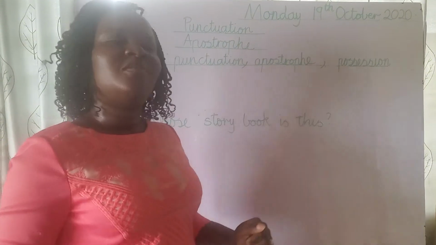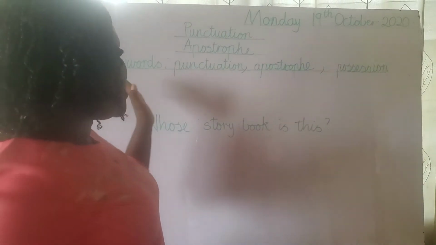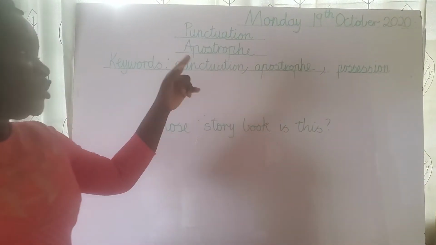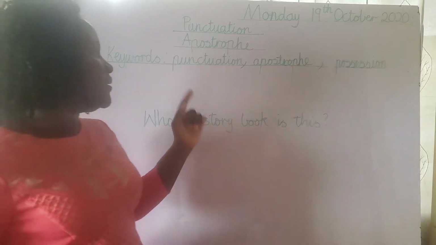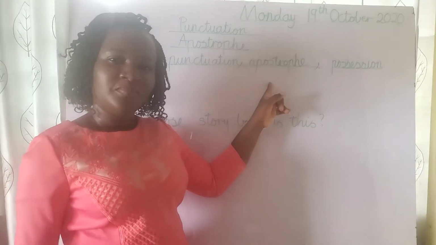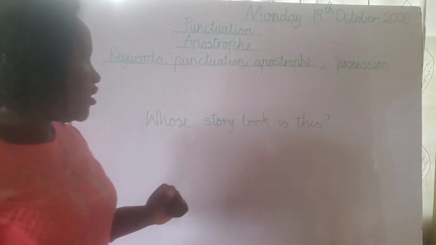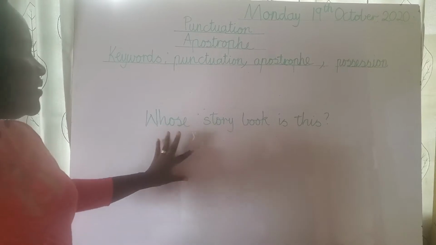Everyone say after me, apostrophe. Very good. And these are keywords for today. We have punctuation. Say the keywords after me, please. Punctuation. Good. Apostrophe. Good. Possession. Very good. All right. Now look at the sentence here.